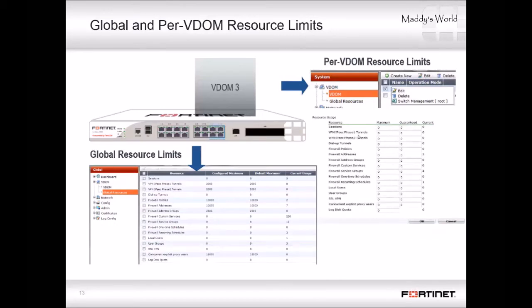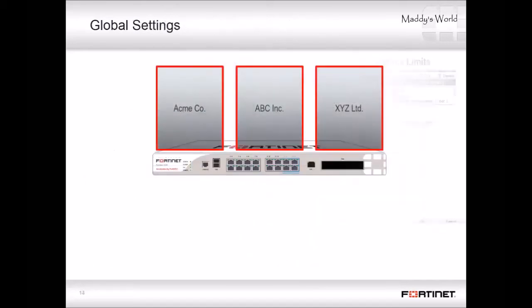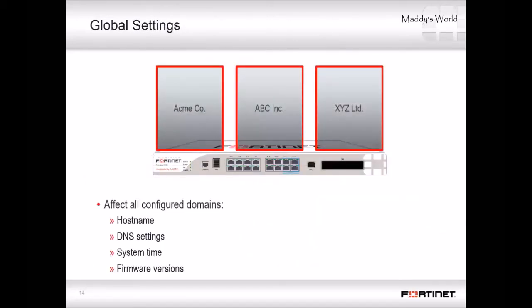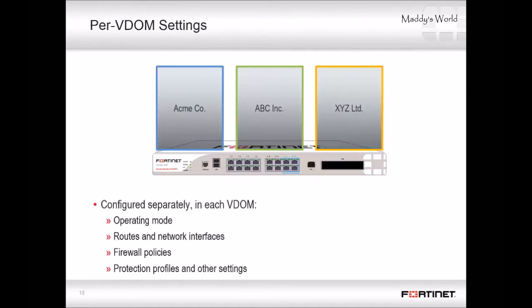Configure your Fortigate with total limits for critical features such as sessions, policies, and others. Then configure each VDOM with its own quotas and minimums within the global limits. Global resource limits are an example of global settings. The firmware on your Fortigate and some settings, such as system time, apply to the entire appliance. They are not specific to each VDOM. Most settings, however, can be configured to be different for each VDOM.